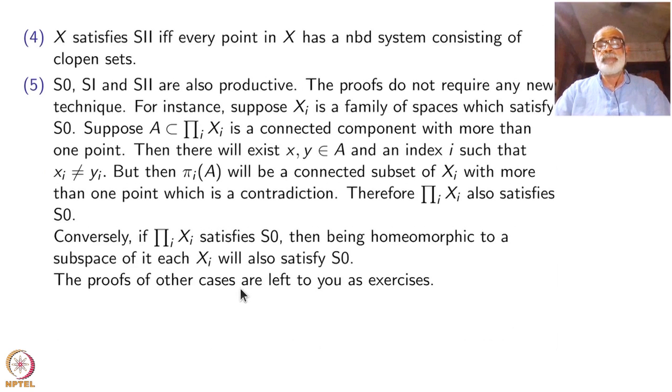The converse, why is the converse true? Suppose the product satisfies S0. Then each coordinate space can be thought of as a subspace of the product space, right? This argument you have used several times. X1 cross one point will be a subspace of X1 cross X2, but it is homeomorphic to X1. So as a subspace, because it is hereditary, it will be S0. So each coordinate space is S0, which is the same thing as each X_i is S0.